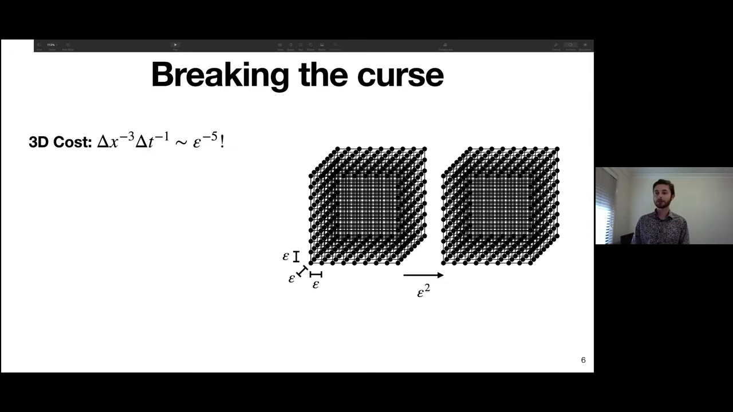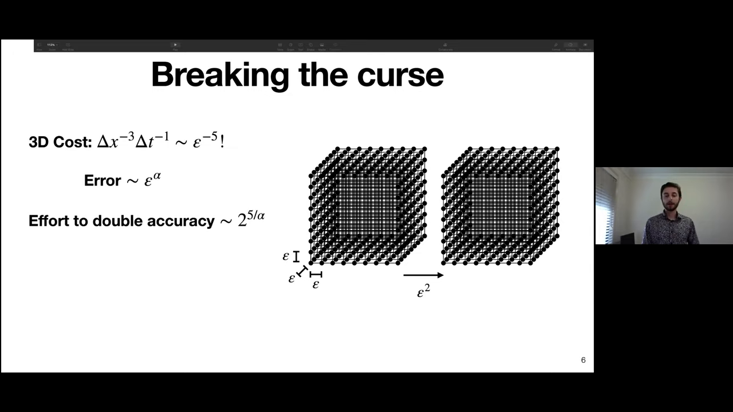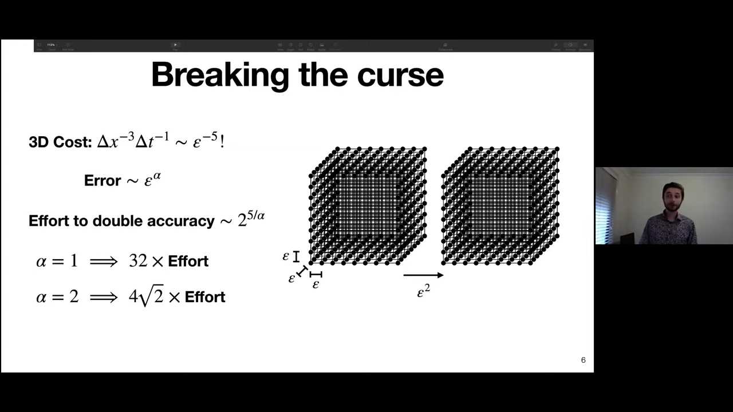This is why it's so important to make sure that the error converges quickly with epsilon. If the error scales as some power alpha of epsilon, then the effort it takes to halve our error scales like 2^(5/alpha). The bog-standard variant of the method I just showed you has an error proportional to this length scale, which means halving your error in a three-dimensional simulation is 32 times the effort. It makes for really expensive and inefficient simulations. So it's critical to come up with ways to increase this alpha parameter, and I'm going to talk about how you can get alpha up to 2 or even higher. So this is the game right now.